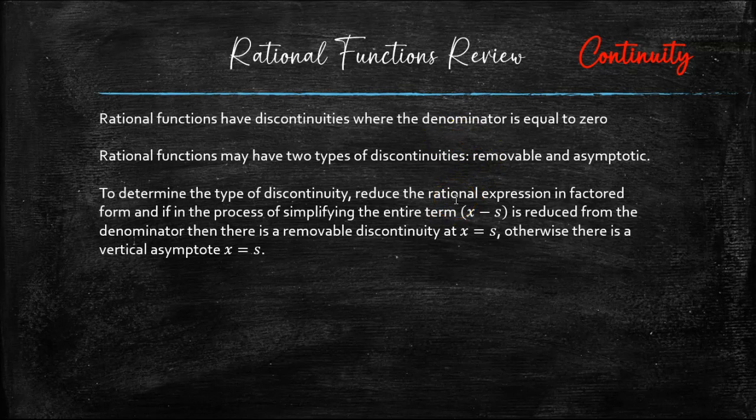To determine which one you have, you have to keep track of the zeros in the denominator. As you're simplifying, if a factor somehow disappeared, then at that value you had a removable discontinuity. If you still have it, even after you wrote it in the reduced form, then it is an asymptotic discontinuity.